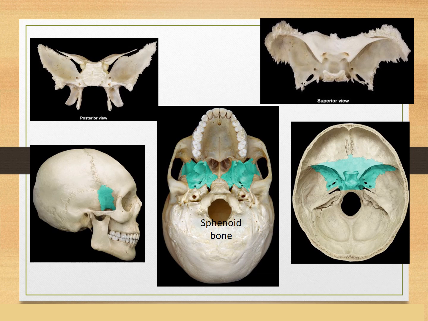So if you look at the upper left image, it does appear to look like a bat, right? So you can see on the bottom left how it forms the lateral part of the skull. The center is also showing you an inferior view. If you look at the lower right, again, you can see how it forms a bat-shaped part. And the region that's in the center is the sella turcica, where the pituitary gland resides.